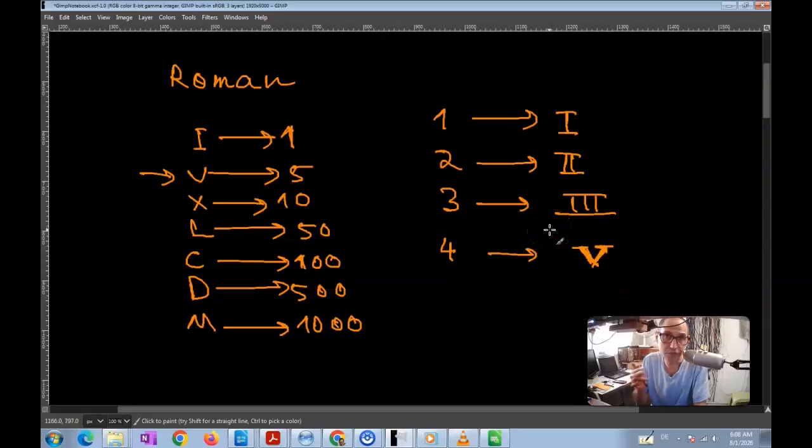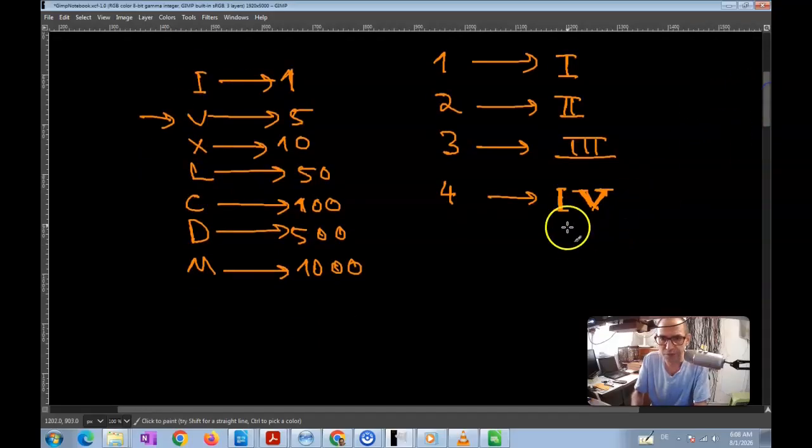And then you have to subtract 1 from a 5. When you want to subtract, you put it on the left hand side of the character. So this is a 5 minus a 1, that's a 4. Now if you want to write a 5, then you would write essentially the 5 that we have here.